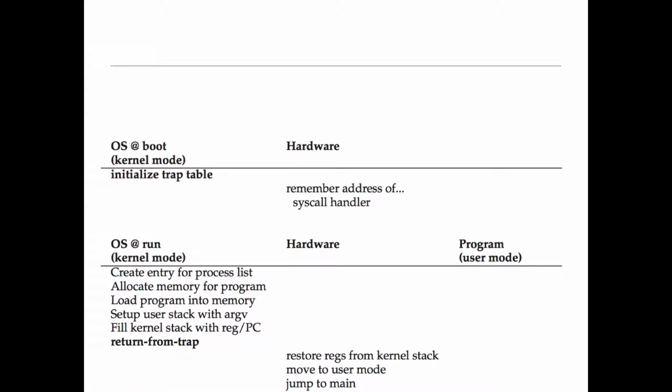So when we look at different modes of the OS, all of this has to be initialized. If you're wondering what happens at boot time, this is one of the things which the OS has to do. Let's look at runtime. This is fairly similar to the flow which we have seen in the past in direct execution. For each process, we create an entry. We allocate memory for the program. We load the program into the memory. We'll set up the stack. We'll fill the kernel stack with registers and PCs. This is something new which wasn't happening previously. And we return from trap.